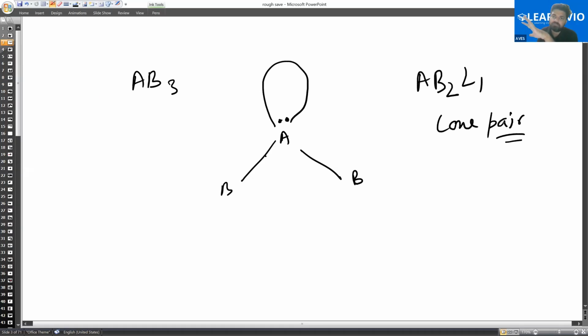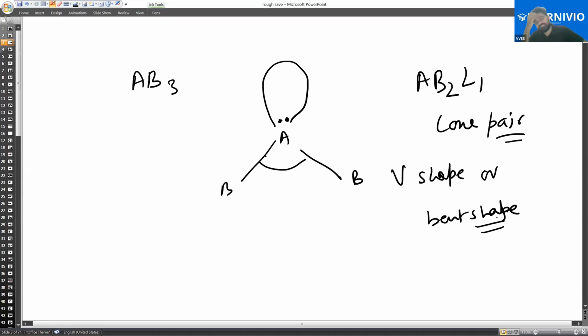Understood? Yes, sir. Now understand carefully. If we have an AB2 type molecule and it has a lone pair, then we will write it AB2L1. Got it? Now the shape of this one will be bent. We call it V shape or bent shape.